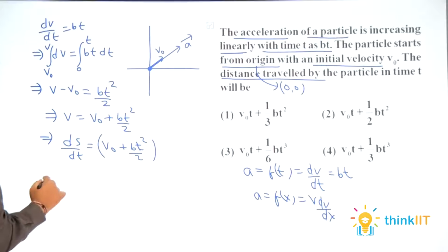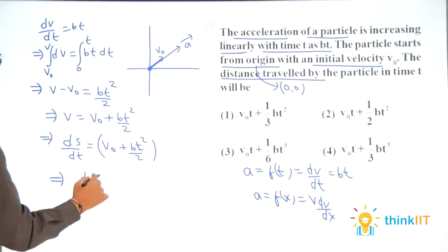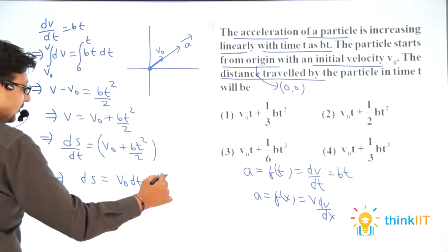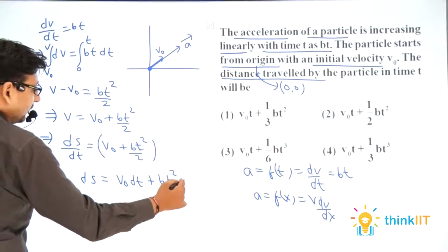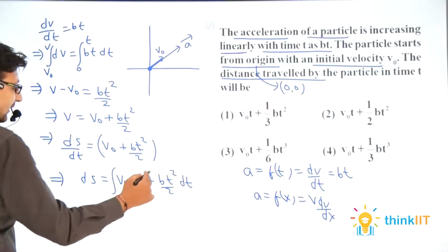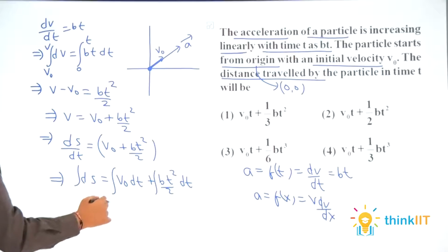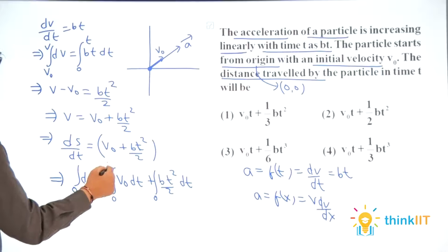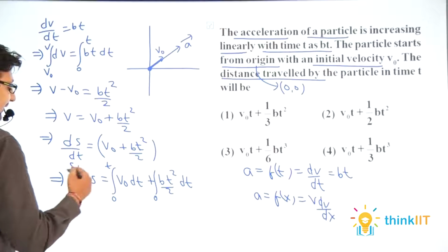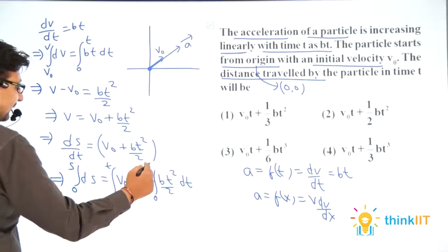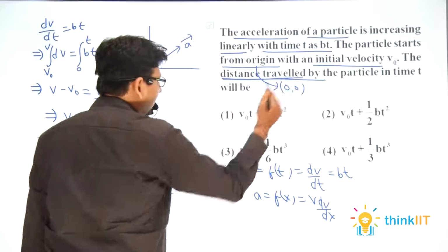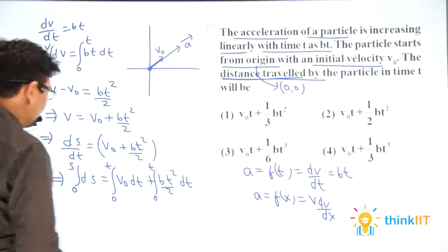If you rearrange, ds will equal v naught dt plus b of t square upon 2 dt. Again you apply integration. At t equal to 0, my displacement is 0. At t equal to t, suppose displacement is s, where s is a vector here. Also, for one dimensional motion, distance traveled will become equal to displacement.